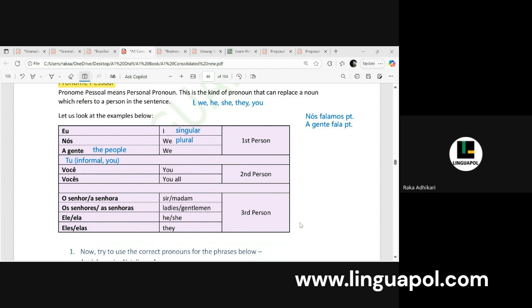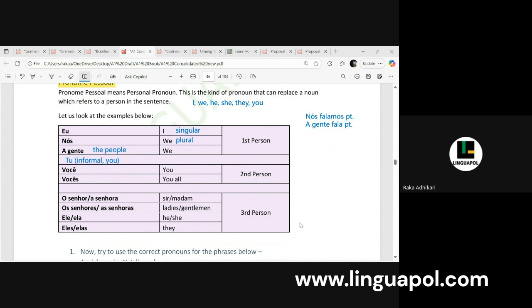When will you use eles and when will you use elas? Any idea? When there is a group of people we are talking about. Yes. In both cases, eles or elas, we'll use it for a group of people only. But when do you use the masculine plural and when do you use the feminine plural? Masculine, eles. Yes. Eles is masculine. What about the other one, elas? Feminine. It's feminine, right?